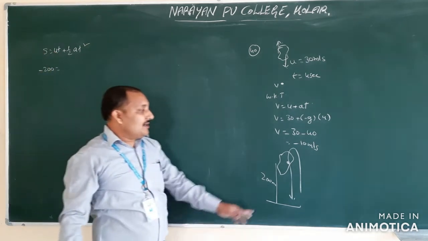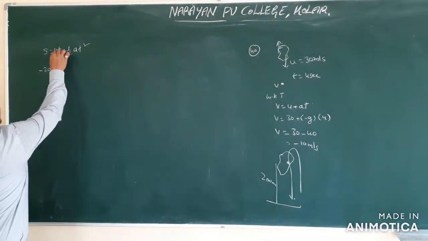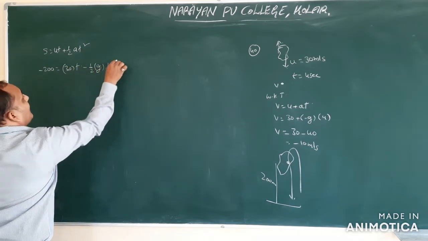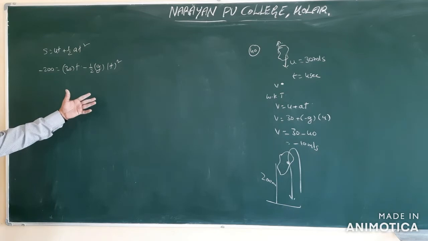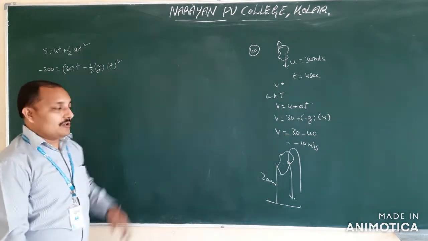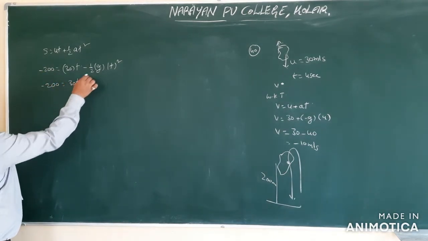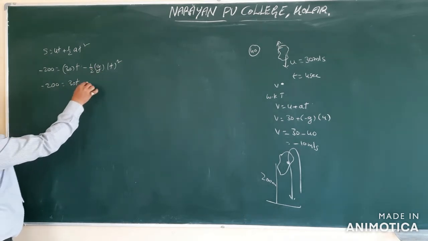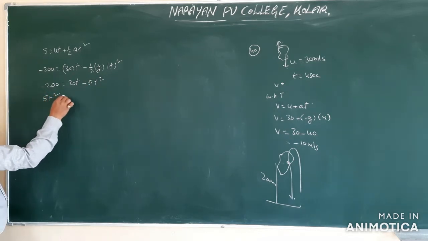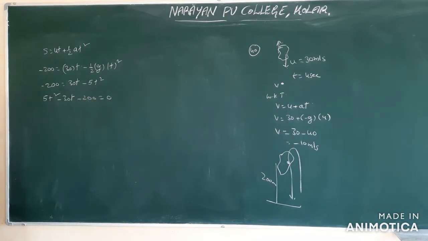With whatever velocity the balloon is moving, the object moves with that velocity. That is nothing but 30 meters per second. Therefore, 30t minus half gt square. We take g as 10, and we have taken minus g because the balloon is moving upwards. So now minus 200 is equal to 30t minus 10 by 2, 5t square. So 5t square minus 30t minus 200 is equal to 0.